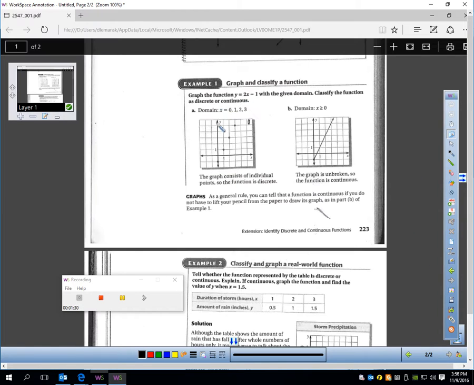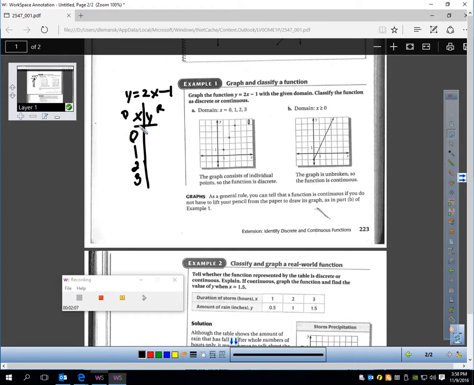Let's take a look at a problem here, and this is y equals 2x minus 1. They ask us to graph it with the given domain and then classify the function as discrete or continuous. So for part A, they said the domain is 0, 1, 2, 3. So if I made a table, and here's my function, y equals 2x minus 1, my domain is 0, 1, 2, 3. Remember, here's my domain. My range is here.